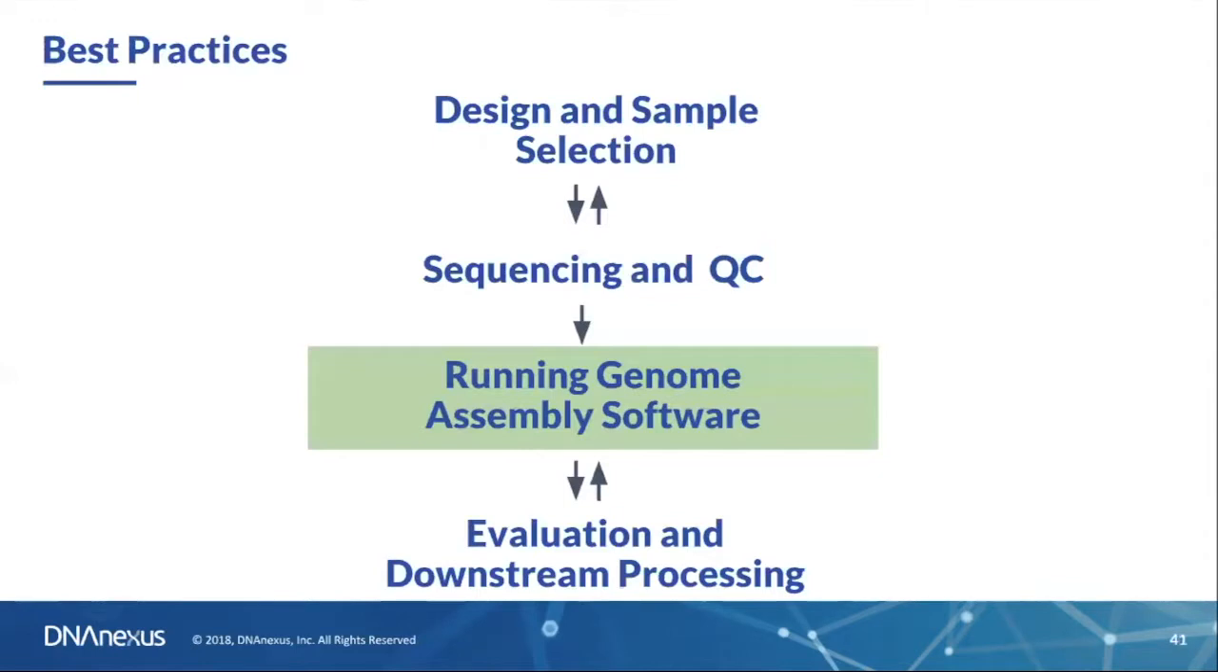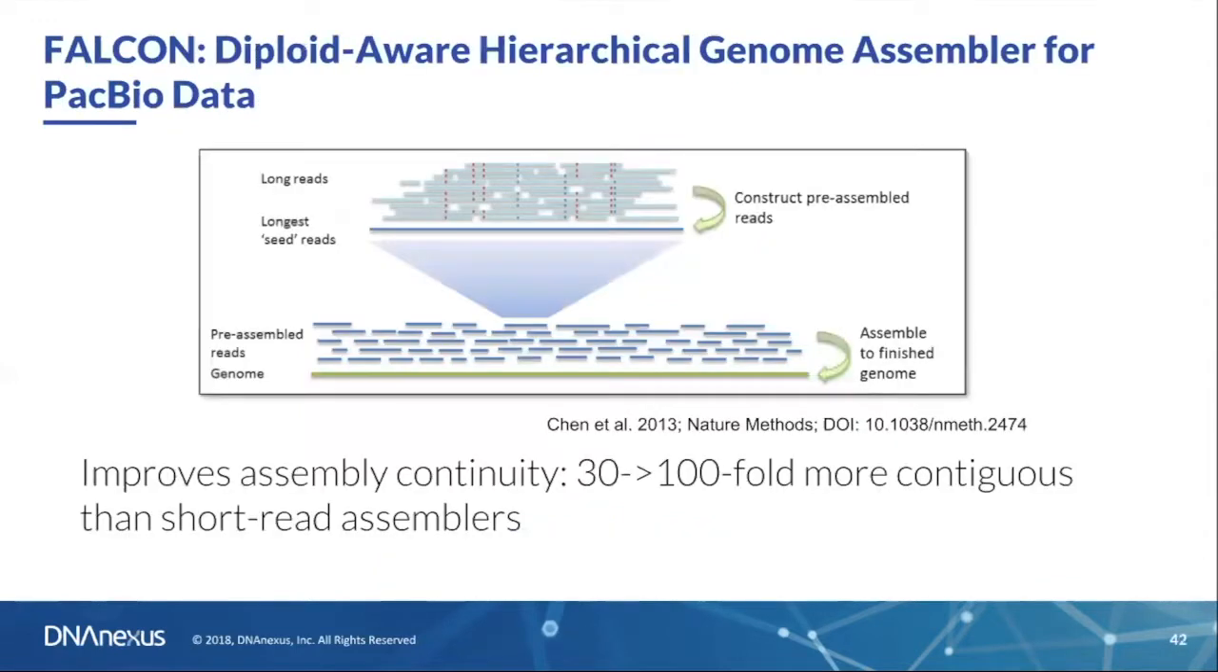The next part is going to be about running genome assembly software. There are several tools that can do genome assembly from long read data. Today, I'm going to focus on two family groups of tools. The first one is FALCON. FALCON is a tool developed by Pacific Biosciences, and this tool is a diploid-aware hierarchical genome assembler.